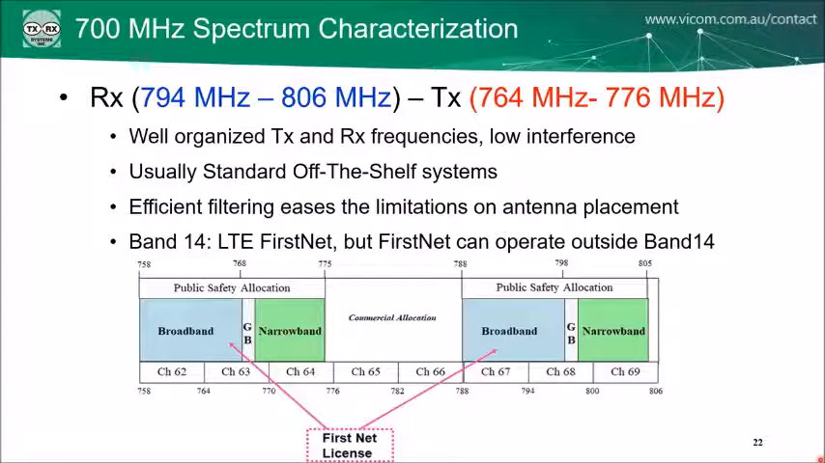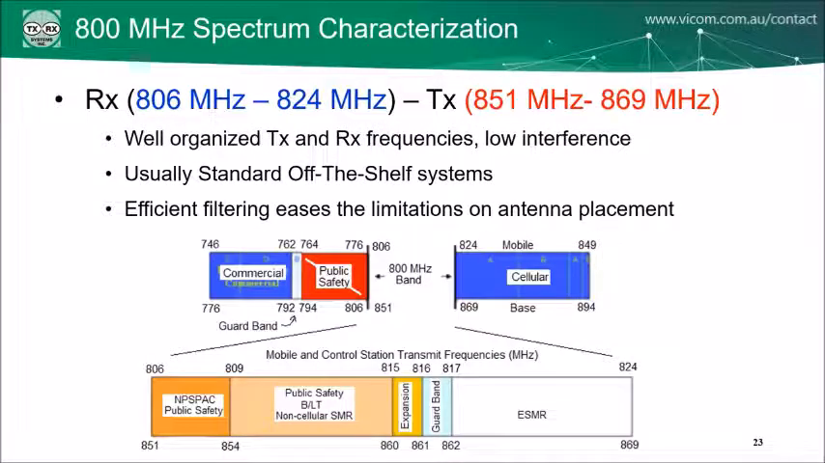Let's move up the chain though. Now we're in the 800 megahertz spectrum. And you'll notice, again, we've got a dedicated receive set and a dedicated transmit set. These are well organized, low interference. You can see that these frequencies are separated quite well from each other. Again, we're using standard off-the-shelf systems. We've got good filtering.